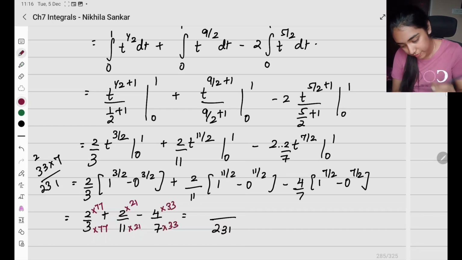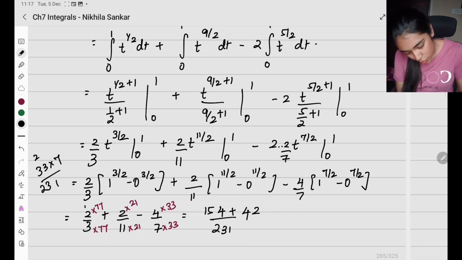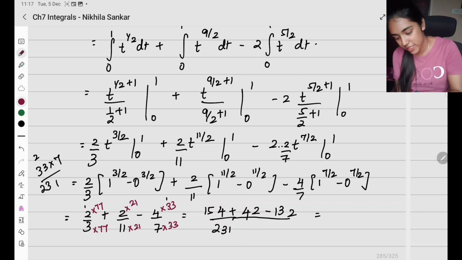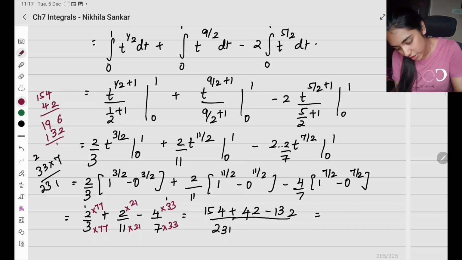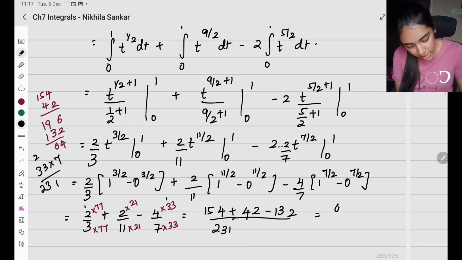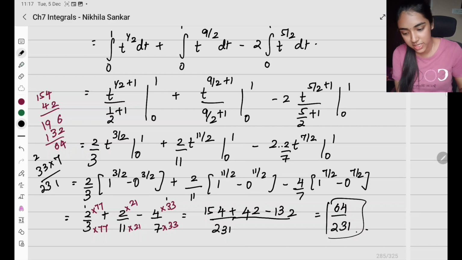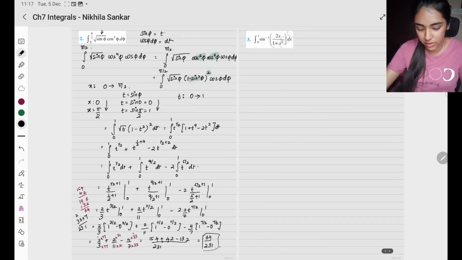Okay. So when I do that, what is in my numerator? 7 2s are 14, so 154, plus 2 1s are 2, 2 2s are 4, that is 42, minus 4 3s are 12, that is 132. So my numerator is going to be this. When I subtract, I have 154 plus 42, which is 196, minus 132. So 64. So I have 64 divided by 231. I cannot simplify this further. So this is going to be my answer. Okay, please copy.